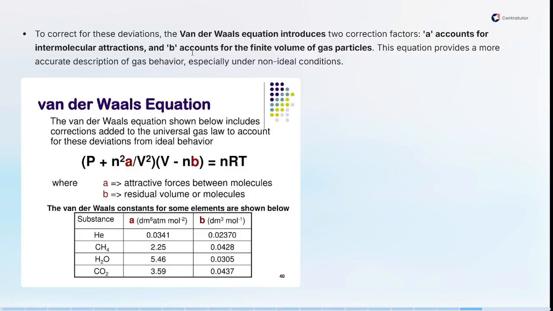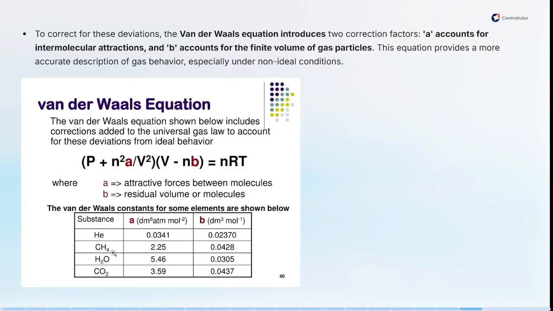So this is the van der Waals equation, and it is given as this: P plus... Normally, in the ideal gas equation we just had PV equals nRT, but now, to account for the deviation, we see stuff like P plus n squared A all over V squared, to account for the changes under high pressure, and also minus nB, to account for the changes under low temperature. So A represents the attractive force between molecules, and B represents the residual volume of molecules.